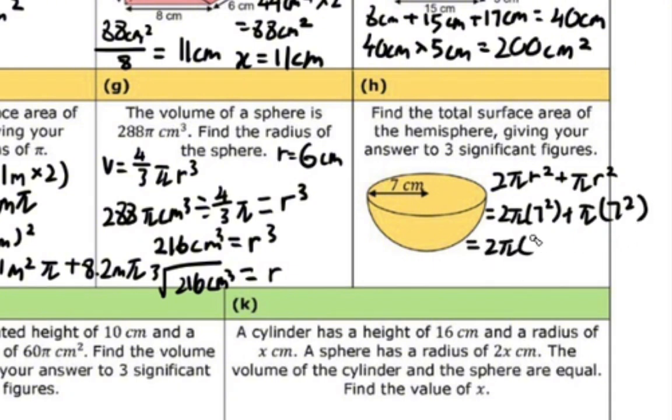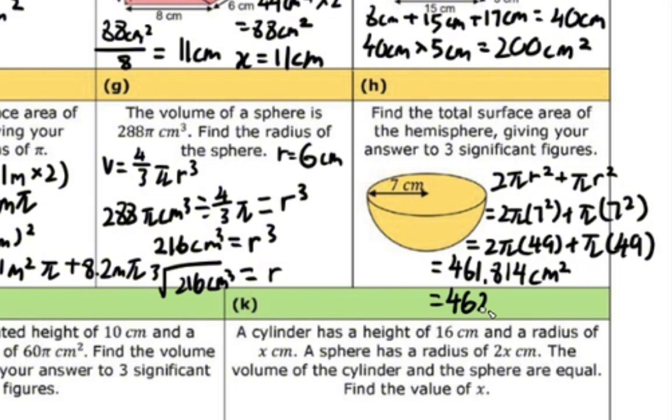2 pi times 49 plus pi times 49. And when you add all those up, it would be 461.814 cm squared. And converting it to 3 significant figures, it will be 462 cm squared.